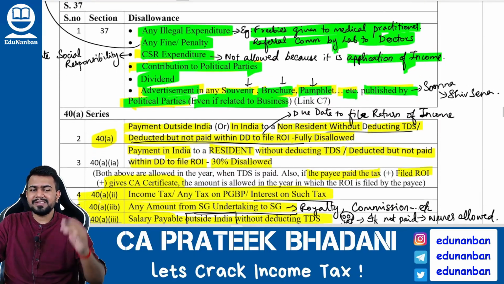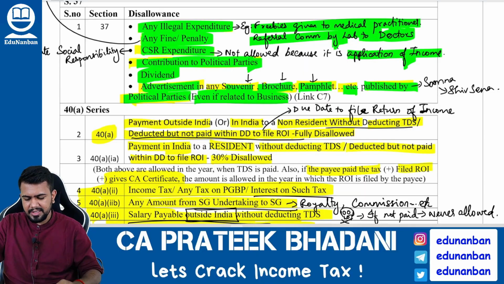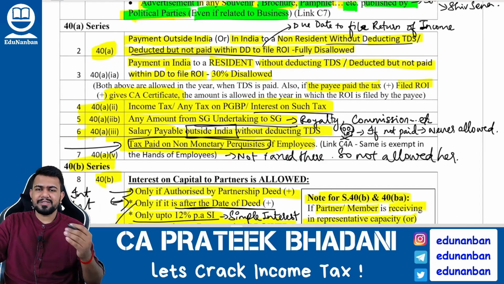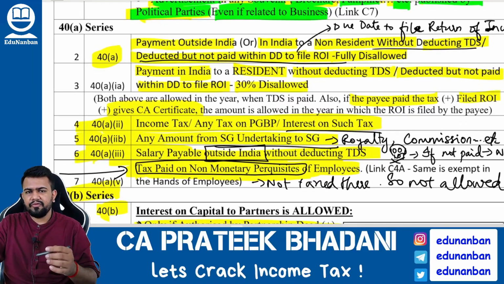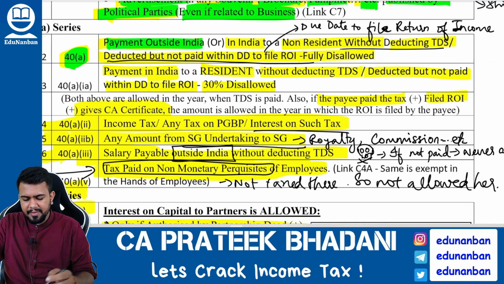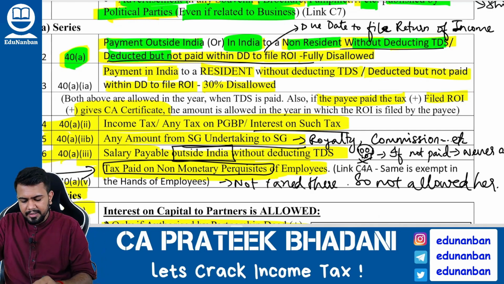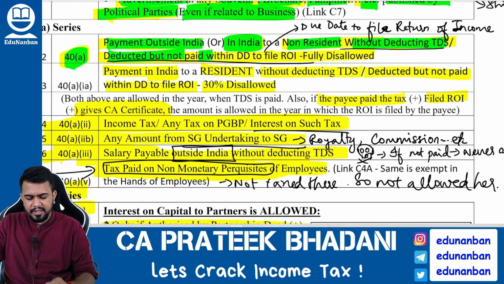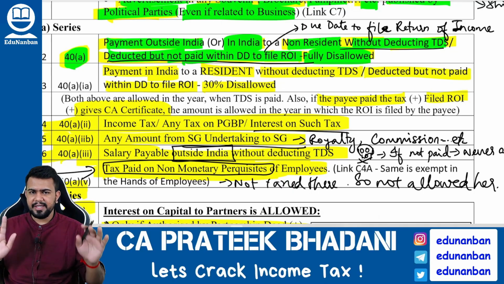So now we saw till section number 37. Now let us start with the sections of disallowances. Disallowances means all the expenditure which will not be allowed as deduction. Firstly, let us discuss section 40 subsection A. If payment is made outside India or within India to a non-resident without deducting the TDS, or the TDS is deducted but not paid within the due date to file the return of income, then in such case the amount of expenditure is fully disallowed.